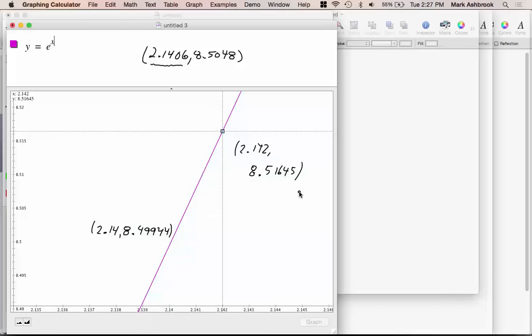Okay, so we got local linearity. We've got a really small moment. So I want you to find, this is a 4. Using our local linearity, find the rate of change at 2.1406. Go.